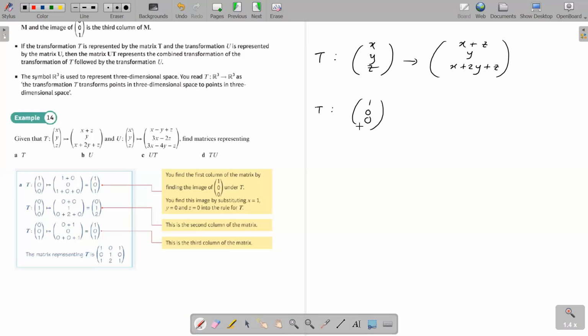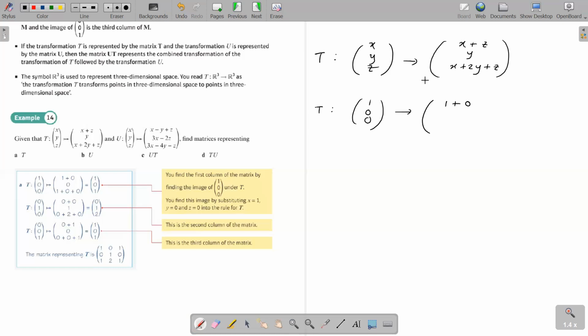1, 0, 0. What does this mean? It means your x value is 1, y value is 0, z value is 0. So this is the object coordinate. Can't you get the respective image coordinate? So what's the respective image coordinate? x + z: x is 1, z is 0, so 1 plus 0, which is 1.